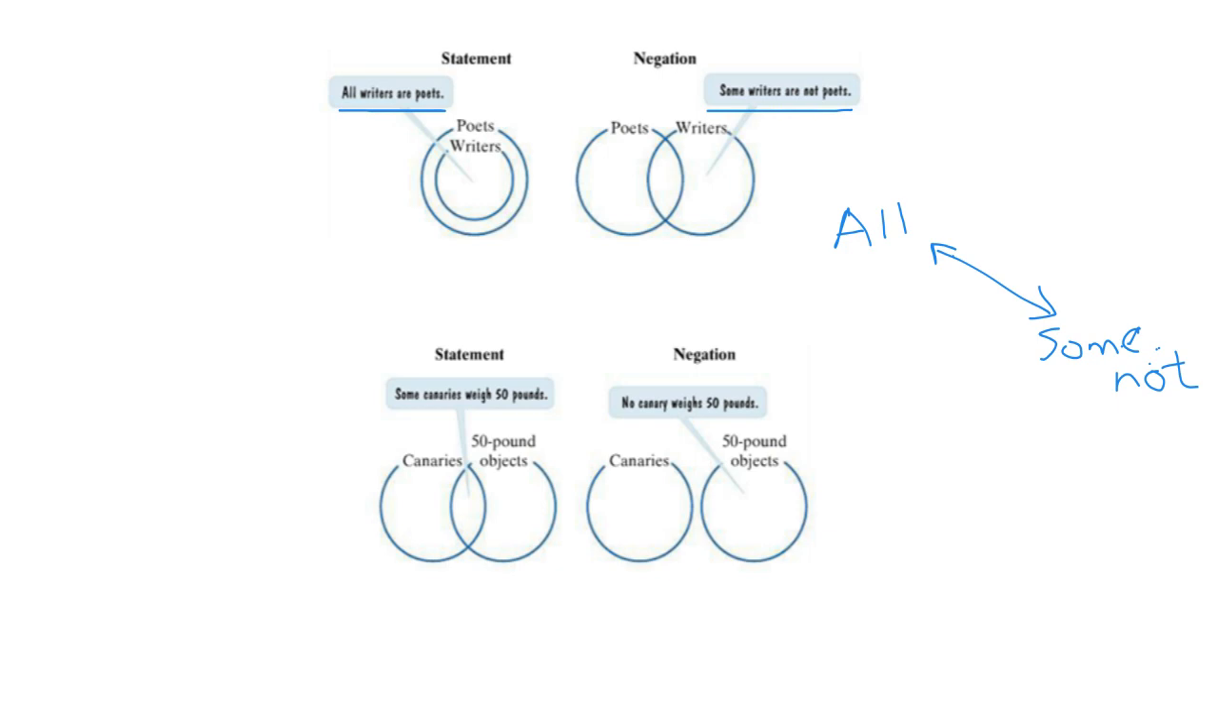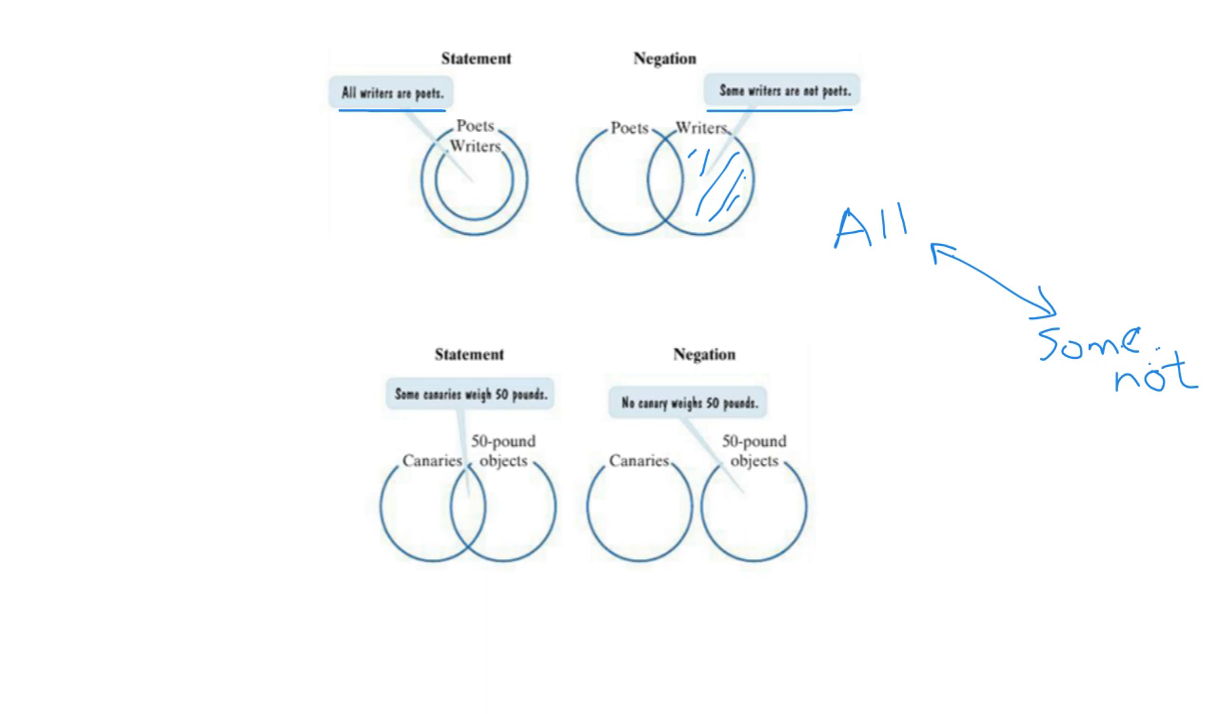And now you can see that these two circles are intersecting, and this part over here on the right-hand side represents the writers that are not poets. So some writers are not poets, and that is considered to be the negation for the original statement.